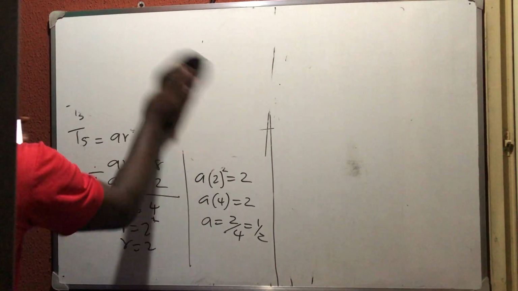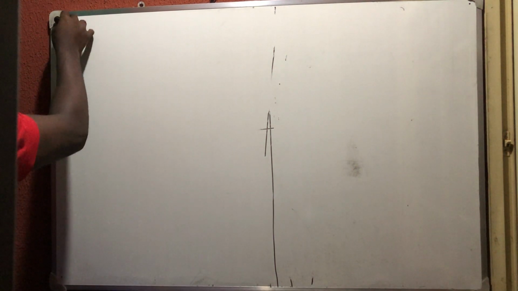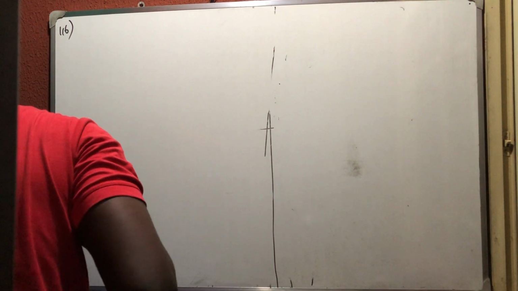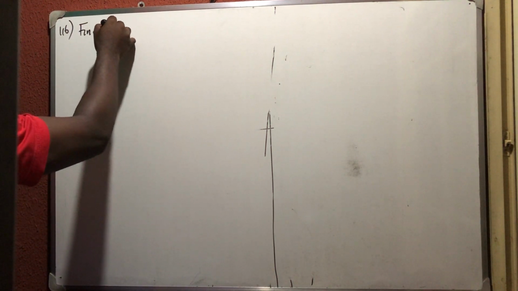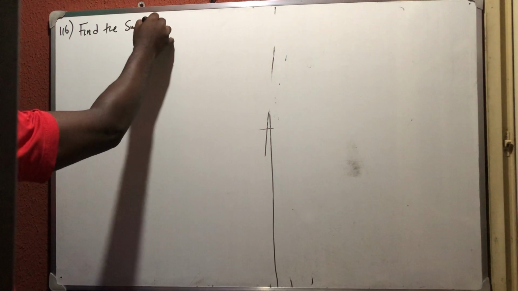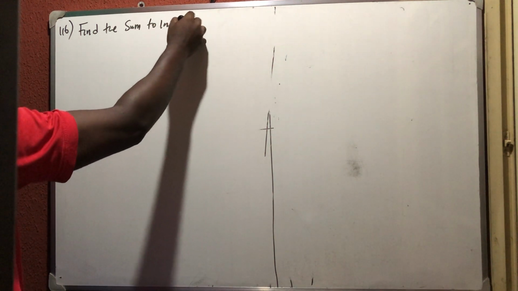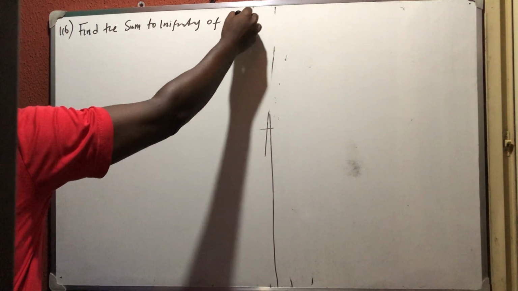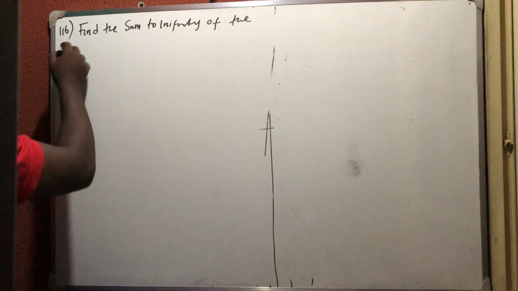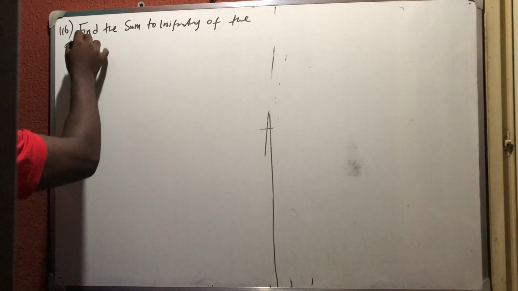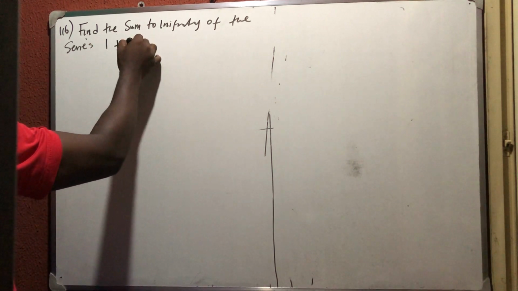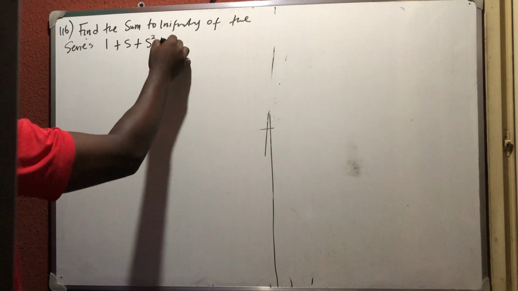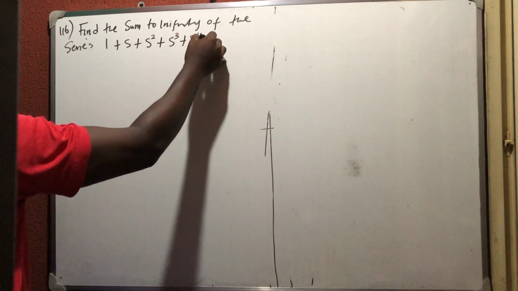116. Question number 116 said: find the sum to infinity of the series 1 plus s squared plus s cubed plus s to the 4 plus dot dot dot.